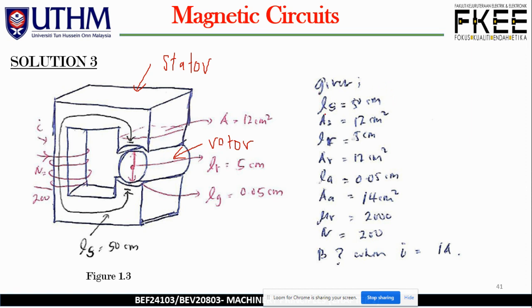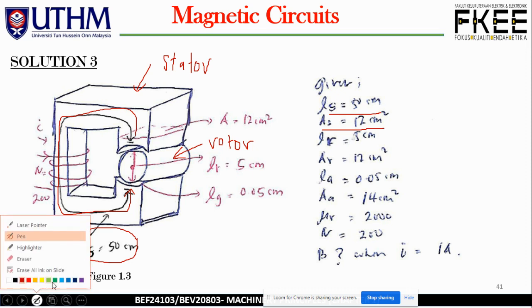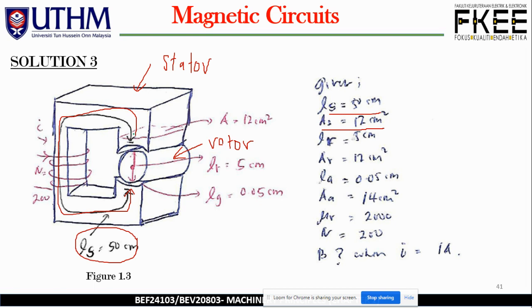The mean flux length of the stator, all the way from here to here and here to here, is given by 50 centimeter. We have the cross-sectional area of the stator, 12 centimeter squared. If you can see here, I change the color to make it better. The green one here is the cross-sectional area of the core, given by 12 centimeter squared.